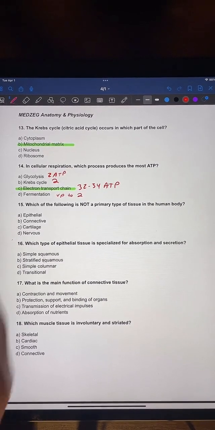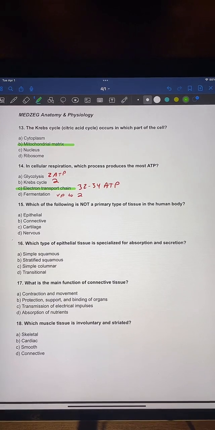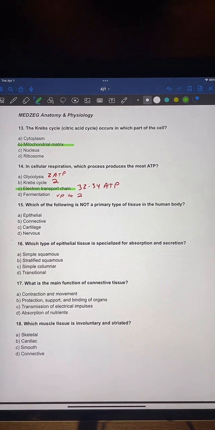This is for the HESI. It's an A&P, Anatomy and Physiology review, but they are questions that are similar to HESI and TEAS. But it is a great review for A&P as well. 15, which of the following is not a primary type of tissue in the human body?